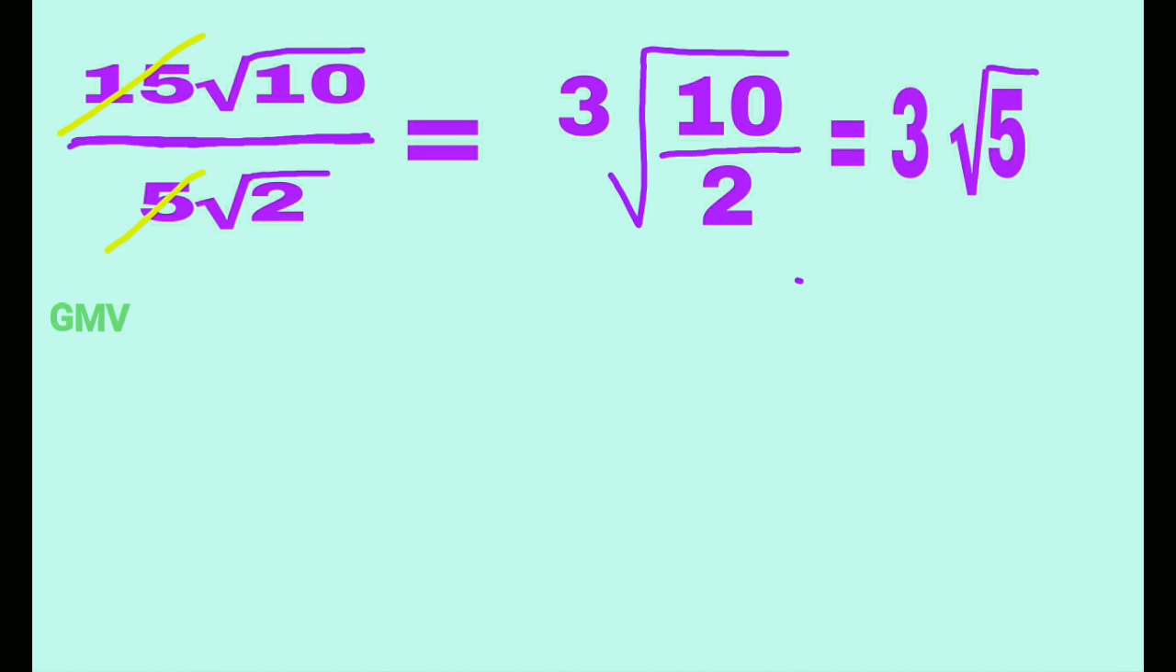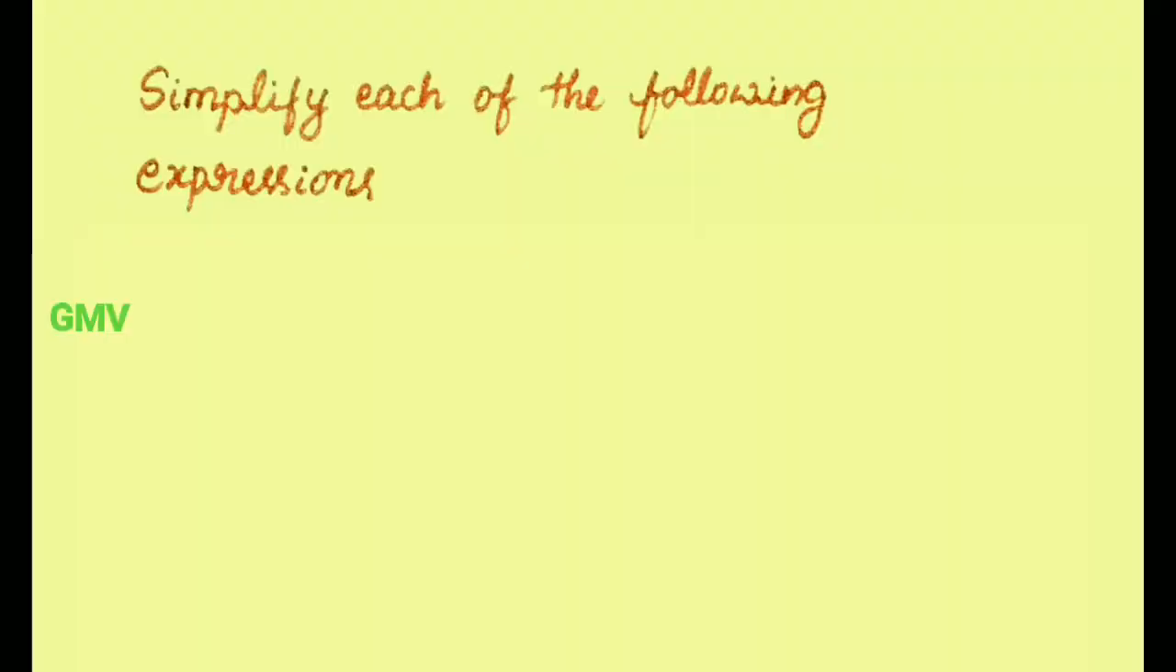So 15 by 5 is equal to 3 and under the same root we have to write 10 by 2. So we get 3 root 5. In this video, let us discuss simplification of expressions in case of real numbers.